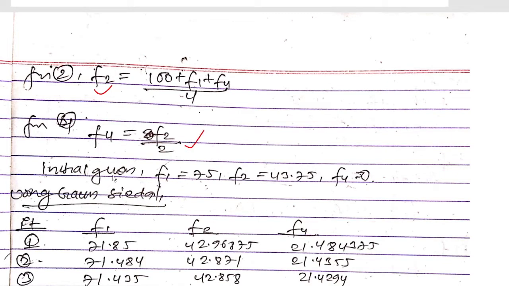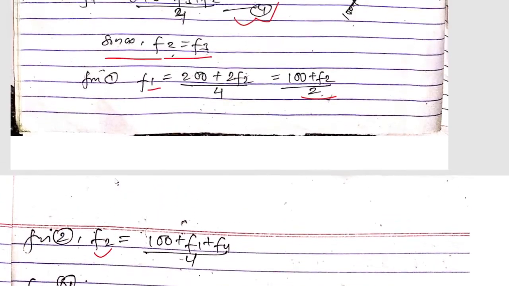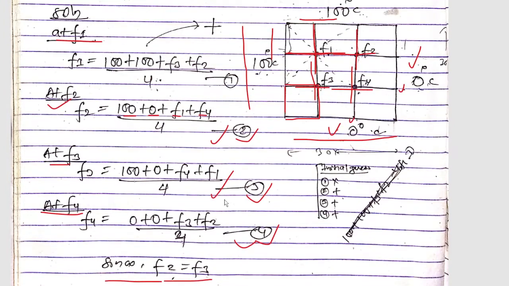And now we have to choose the initial guess. So again here we have the trick to know the initial guess. If you are calculating the initial guess at point f1, you can use this multiplication pattern, this cross pattern. So if you use this cross pattern for f1, this whole side is 100 degrees Celsius, again this whole side is 100 degrees Celsius, and this side is 0, similarly this side is 0. So to calculate the initial guess at f1, here we use the cross pattern.